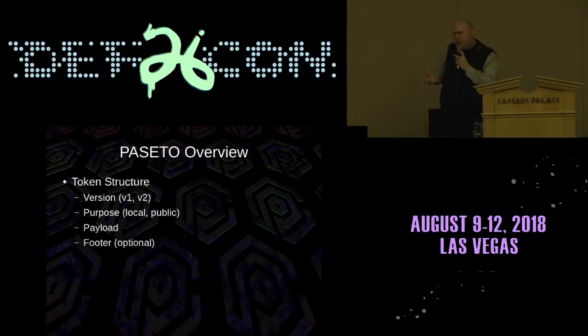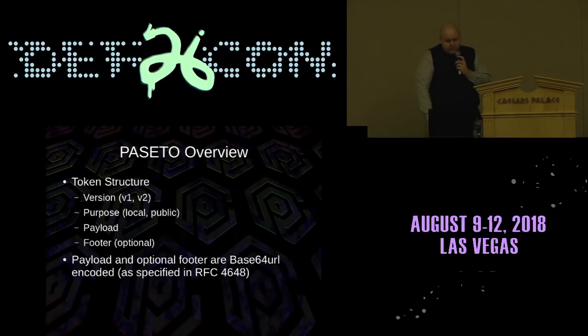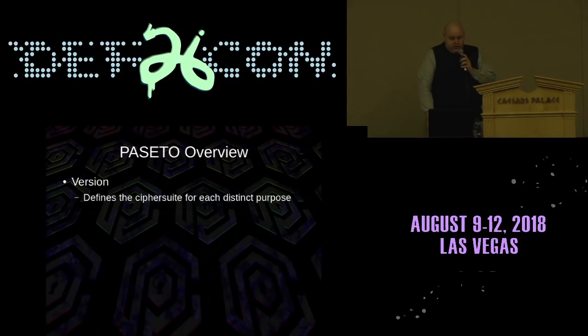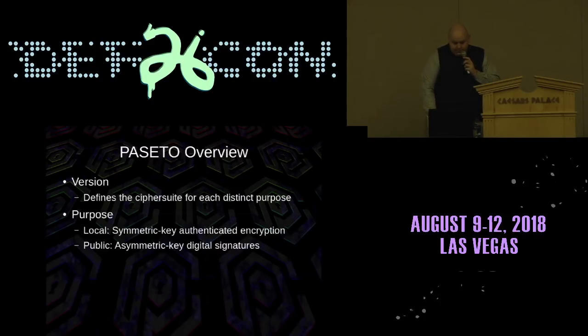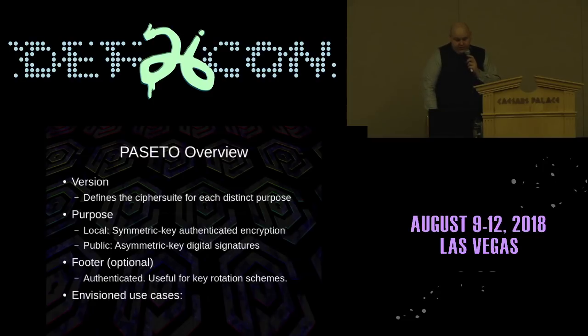The reason for an optional footer is because some people want to do key rotation. So they would want an unencrypted part of a local token they could store like a key identifier that references a specific public key or a specific secret key. Everything is Base64 URL encoded, as defined in the RFC, and joined by period characters, just like JSON web tokens are. So the version defines the cipher suite. The purpose tells you what it's doing. And the footer is optional for key rotation schemes.